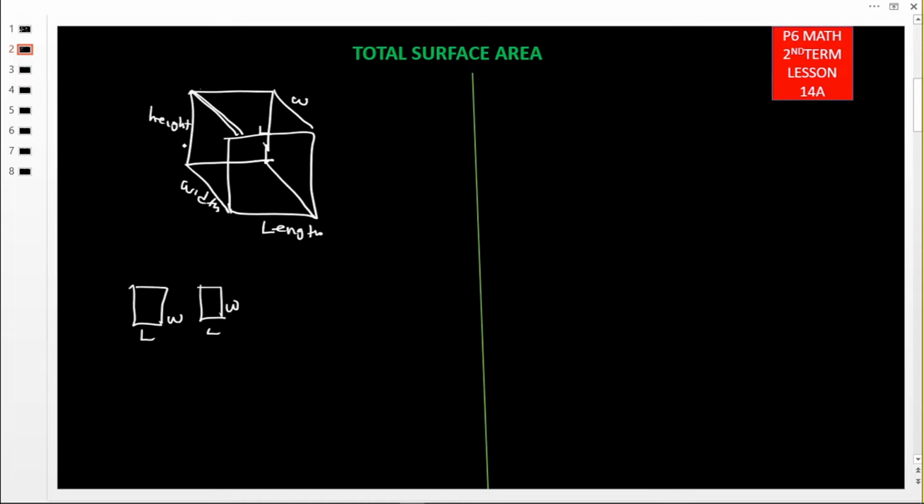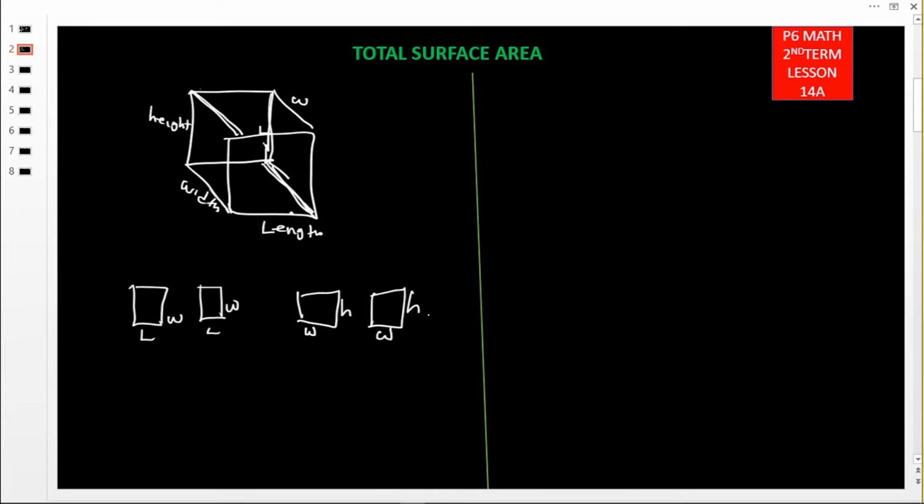Then we have the side faces. The side faces are width and height. Then this one, height and width. So these two, width and height, are also 2. So we have this one, which is width and height, then also another one which is width and height.